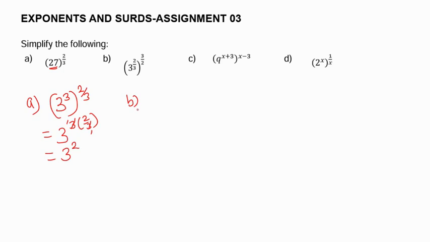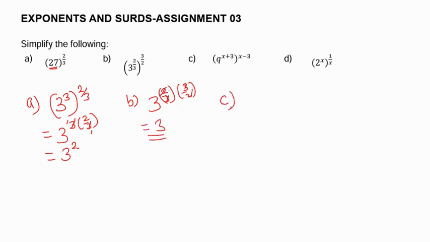And B, 3 to the power 2 over 3, and then we're raising a power to a power here. So we multiply the exponents. This will be times 3 over 2. In 2 over 3 times 3 over 2, we're multiplying reciprocals here. So we're getting 1. So 3 into 3, 1. 2 into 2, 1. So we're remaining with 1.